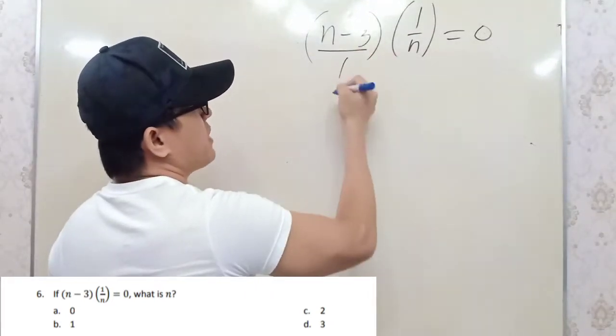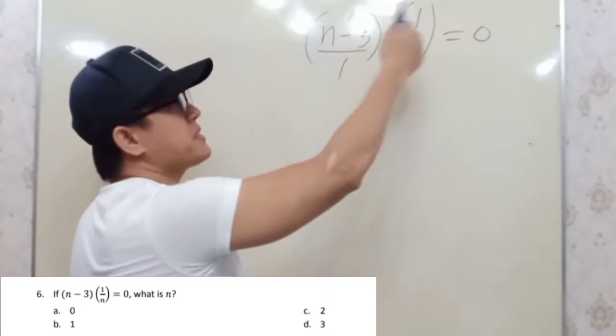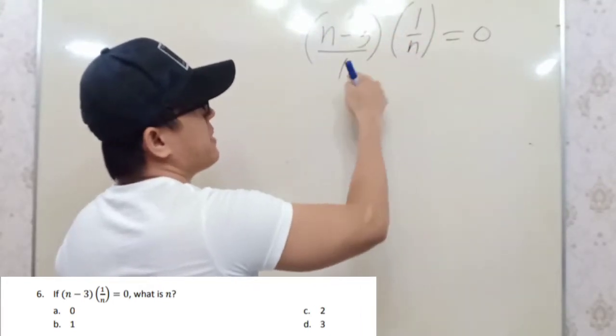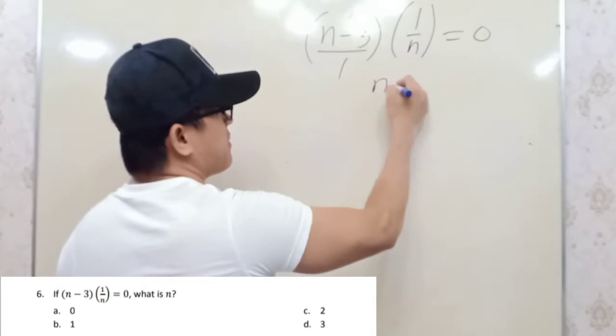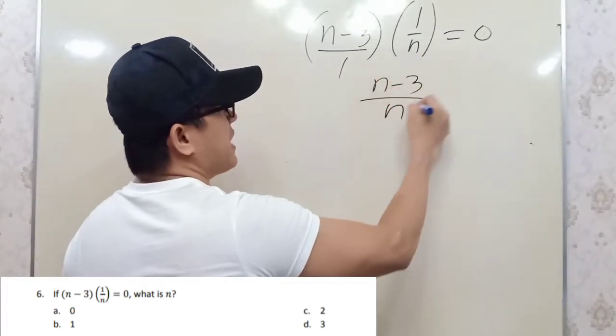This one is understood one here. Multiplying this one are fraction forms na. Numerator, numerator. Okay? Denominator, denominator. So n minus 3 times 1, that's n minus 3. And then 1 times n, that's n is equal to 0.